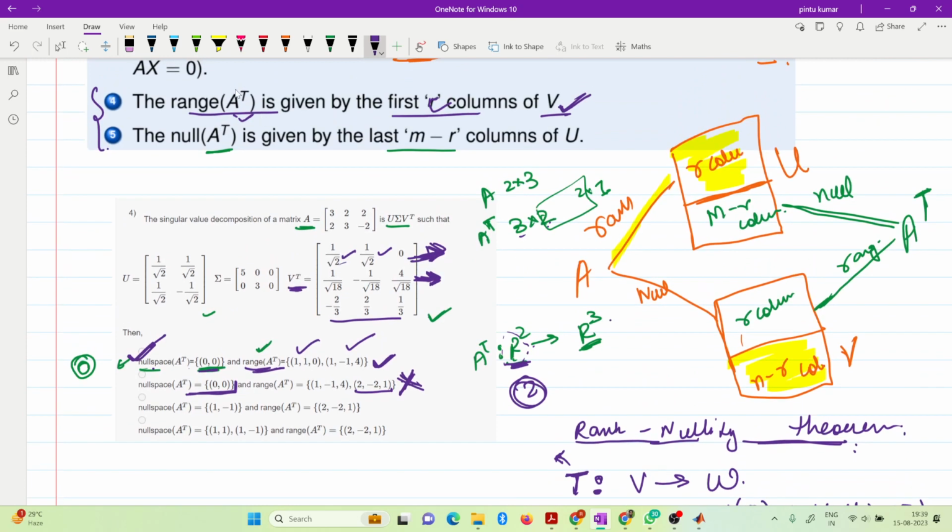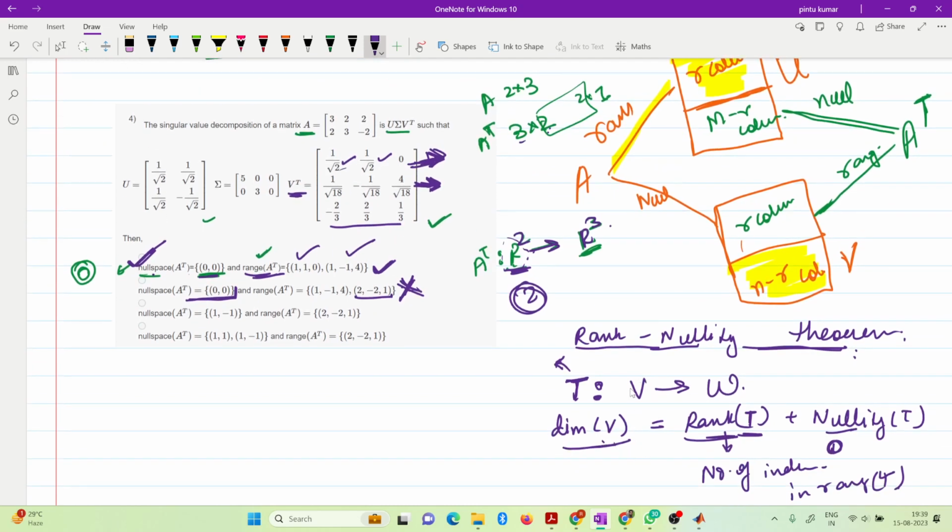Now, we are given that the range of this A transpose is given by R columns, that would implicitly mean that this A transpose is a rank R matrix. Because this map was from R2 to R3, right? So this is V to W, so dimension of V was 2. That would mean that the rank of T or the range space of T has 2 elements. That's why I picked the first 2 elements from here. Now is it clear? Okay, sir.